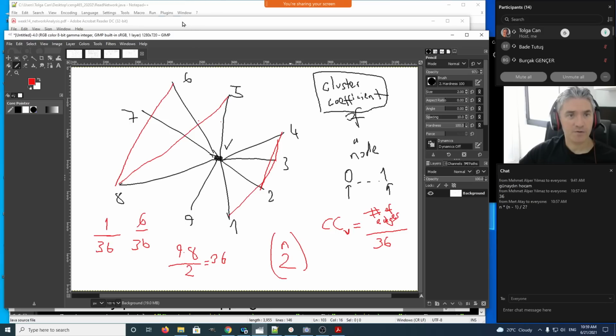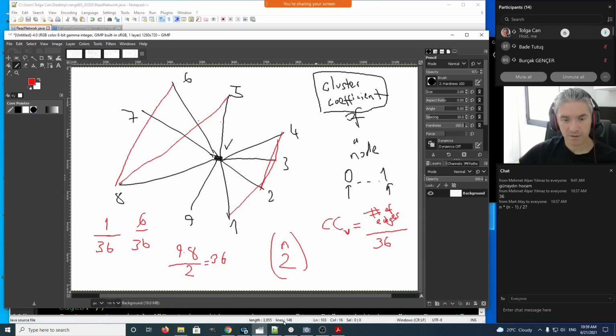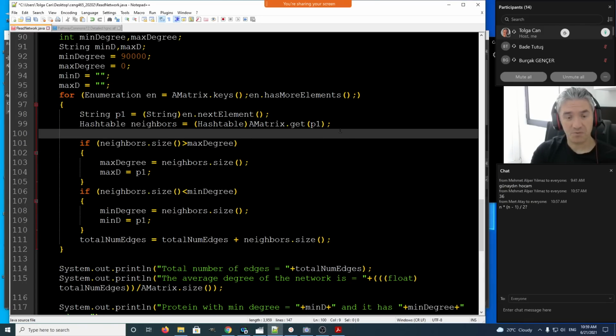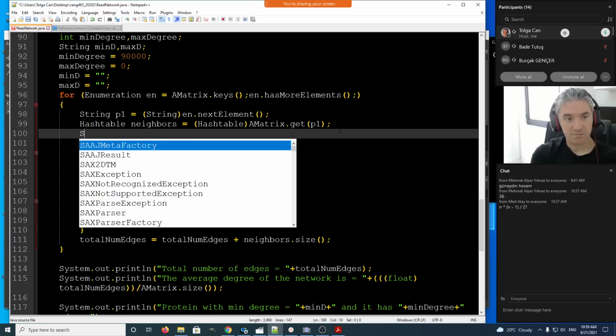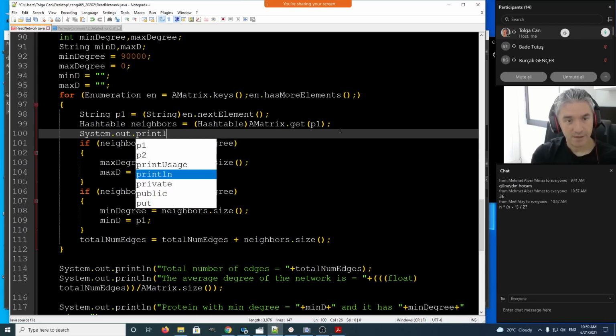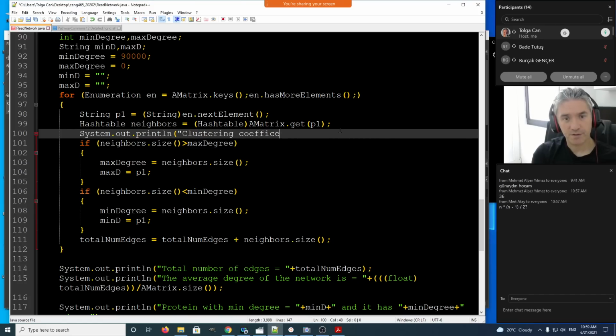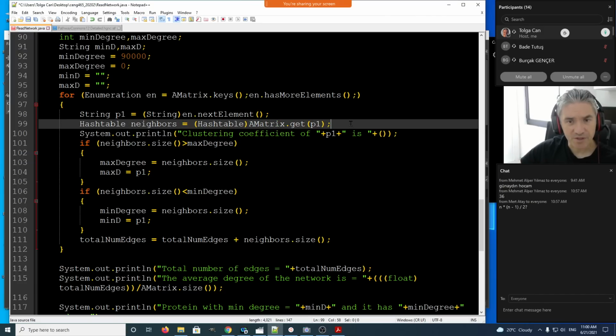So how do I compute the clustering coefficient? For example, let's go here. How do I compute the clustering coefficient for P1? If I want to have a System.out.println, clustering coefficient of P1 is, now I'm going to write a formula here, which is really easy actually. Let's get the neighbors.size.